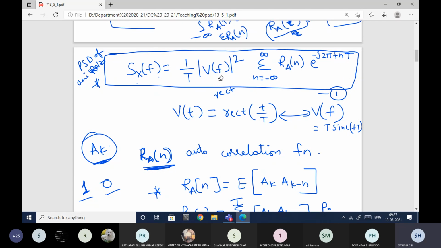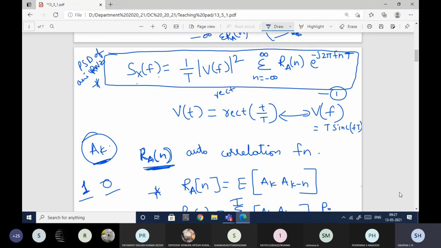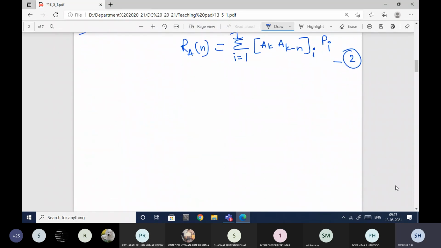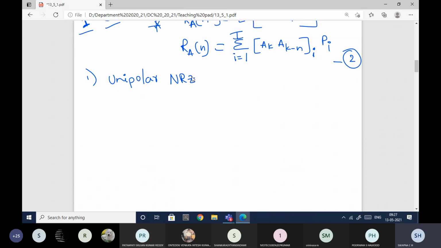If anybody has doubts here, you can ask me at the end, because once we go through the problem, you'll understand very clearly. So let us go to the first topic. The first one is unipolar NRZ format, or I can write it as power spectral density of NRZ unipolar format. Anything is fine.